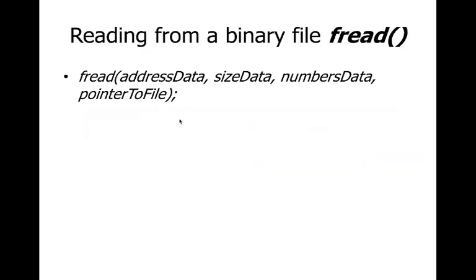So that's about fread and fwrite. Now we will see what's the difference between sequential and random access files. Sequential file means data is kept in sequential order. So you'll be reading one after the other.